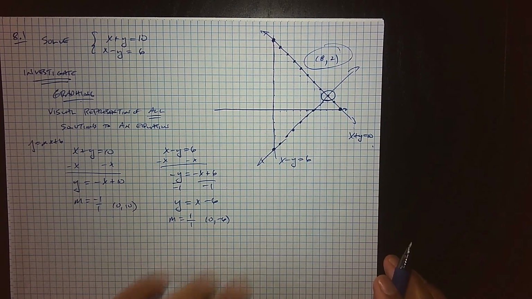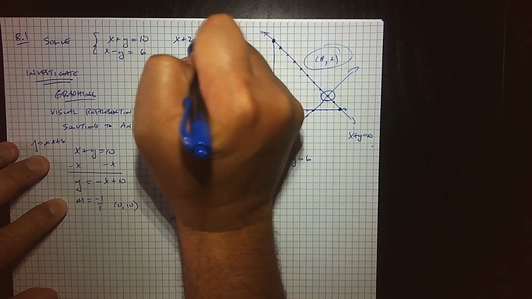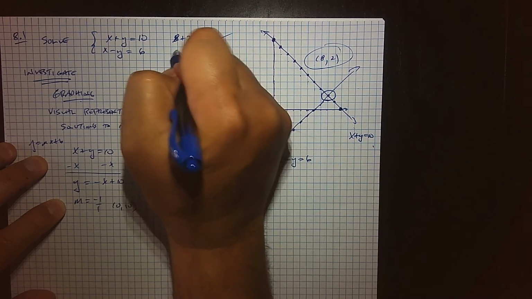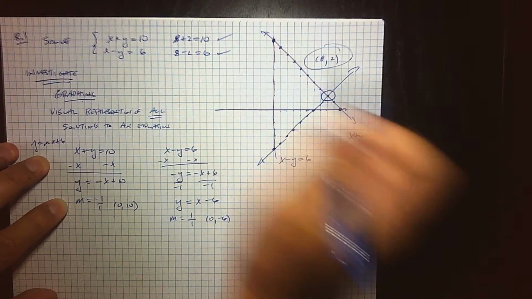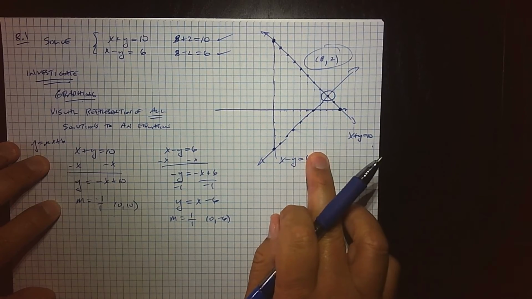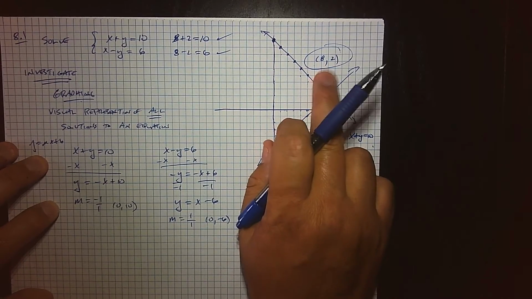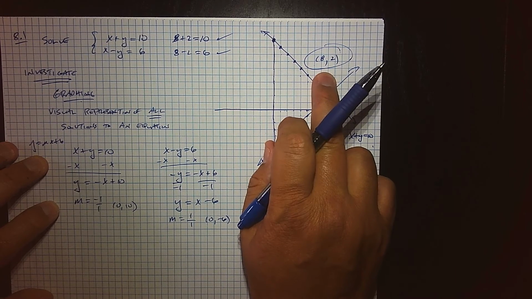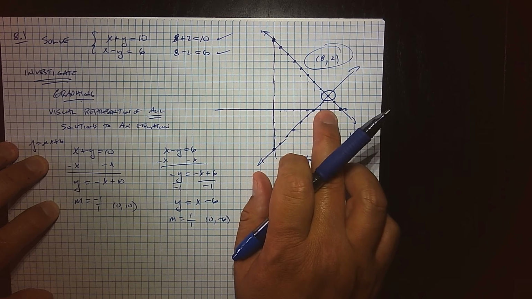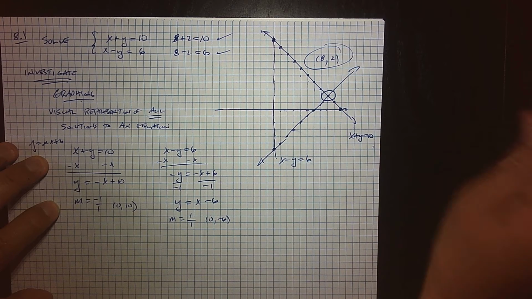And there's your solution. How do I check to see if that is the solution? Plug it in, right? 8 plus 2 is 10, check. And 8 minus 2 is 6, check. So there's our solution. We can also see, because of the graph, that it's the only solution. There's only one value that will make both equations true. So the picture is showing us not only what the solution is, but also that nothing else will work. We only have one combination, 8 and 2.